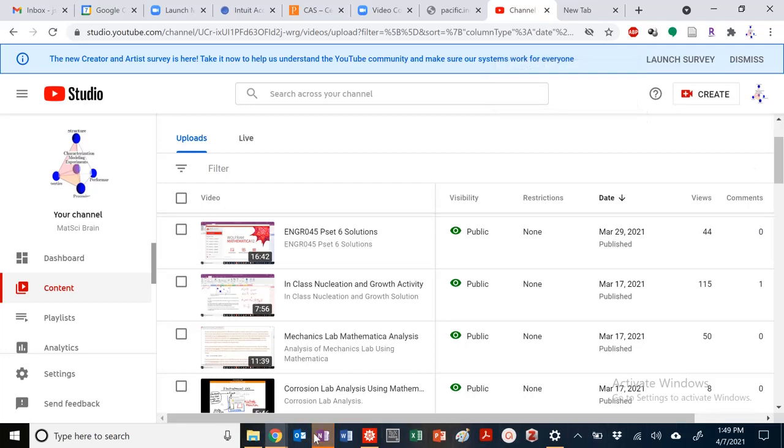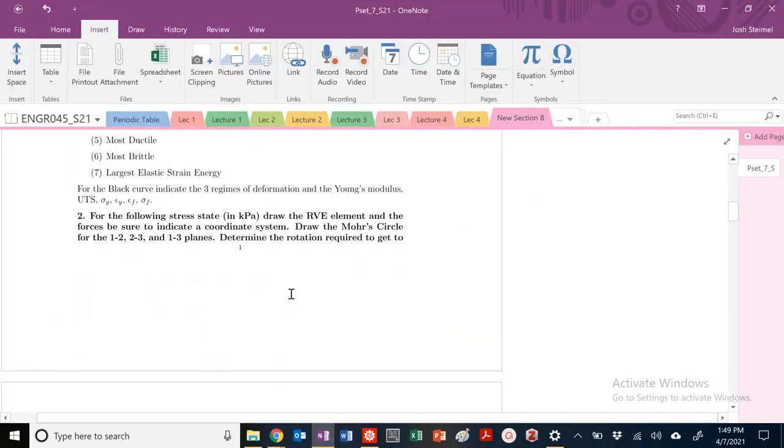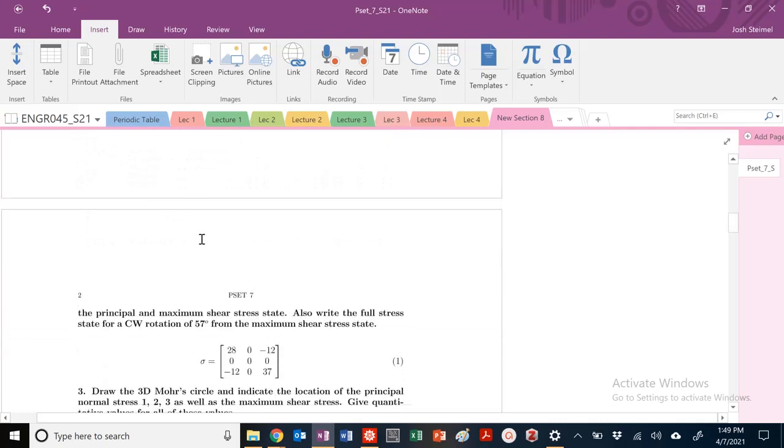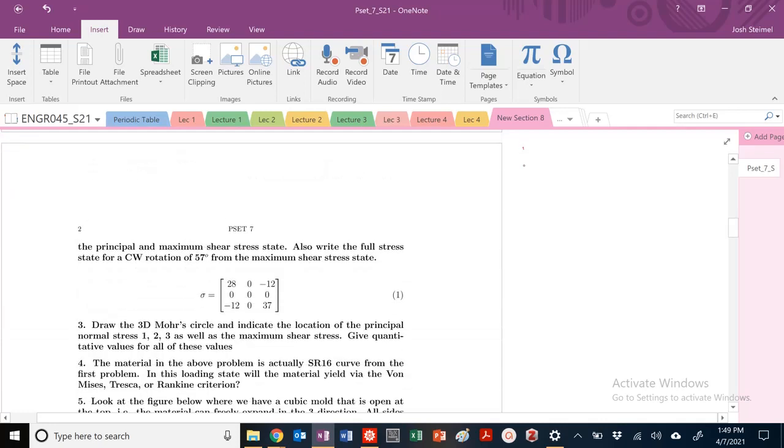Oops. All right. So let's look at number 2. For the following stress state in kPa, draw the RVE element and be sure to indicate a coordinate system. So we need to draw the Mohr circle. Actually, let's go ahead and draw the RVE element. So I have a system like this, I have my cube here. So this is 1, 2, and 3.